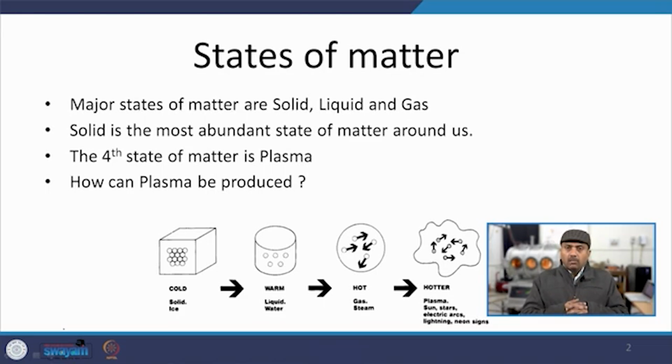Okay. But plasma is the fourth state, and if you want to produce plasma, the easiest way is to increase the temperature, which will make atoms lose electrons and result in the formation of electrons and ions. So, one thing is very clear at this instant itself: the plasma state contains charged particles.